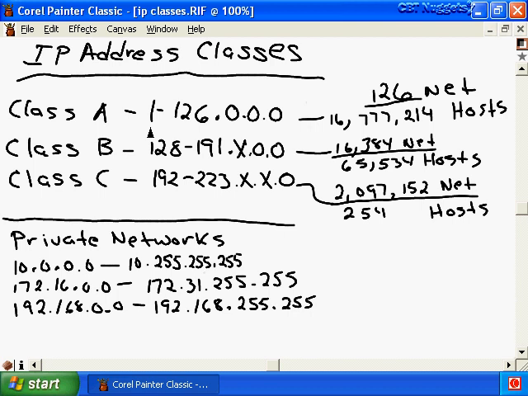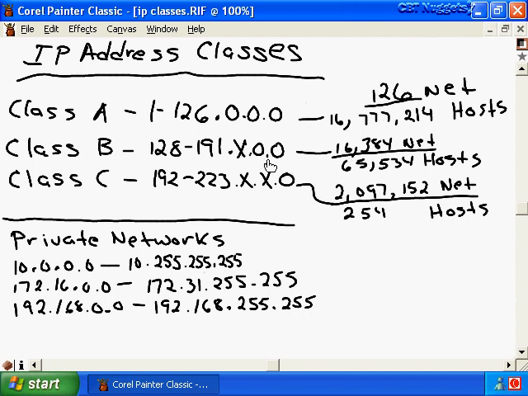We can create a custom subnet mask to allow us a little more flexibility as to how many networks and hosts that we can create. And we go over creating a custom subnet mask in our Windows 2000 Exam Pack series.